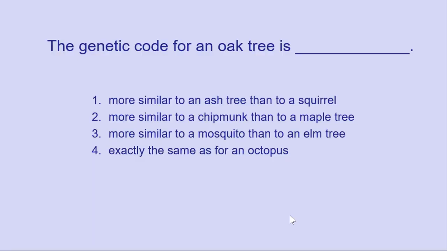So, when you look at the genetic code for an oak tree, would it be more similar to an ash tree than to a squirrel, more similar to a chipmunk than a maple tree, more similar to a mosquito than to an elm tree, or would it be exactly the same as an octopus?